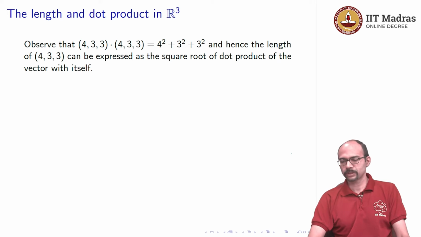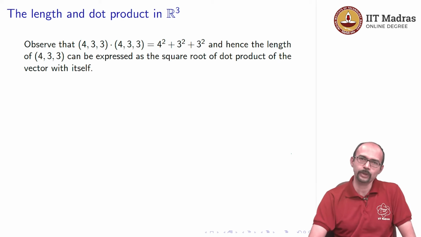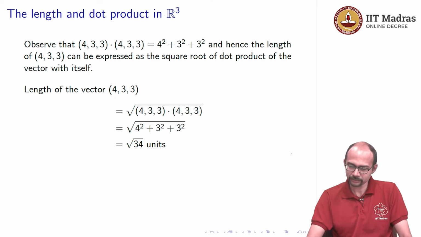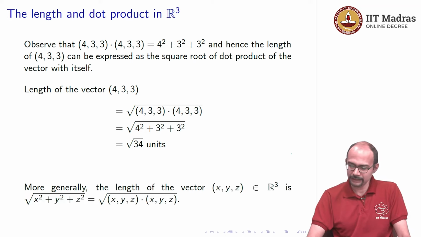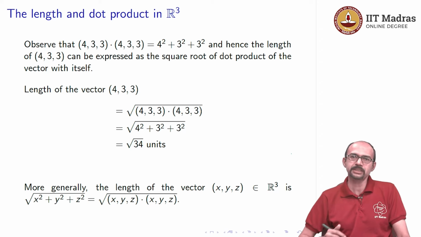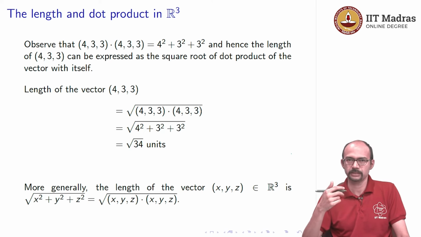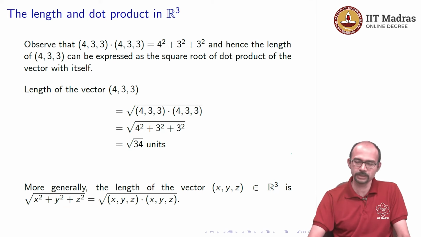Observe again that (4, 3, 3) dot (4, 3, 3) is exactly 4 squared plus 3 squared plus 3 squared. So the length of (4, 3, 3) can be expressed as the square root of the dot product of the vector with itself. This is the same computation, and so in the general situation, where you have (x, y, z), the same reasoning tells you that the length of (x, y, z) is the square root of the dot product of (x, y, z) with itself. This tells you the relationship between dot products and lengths. We have seen the same relation in R2, we have seen this in R3, and certainly this holds for any Rn.